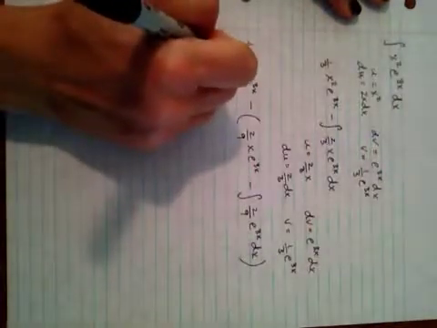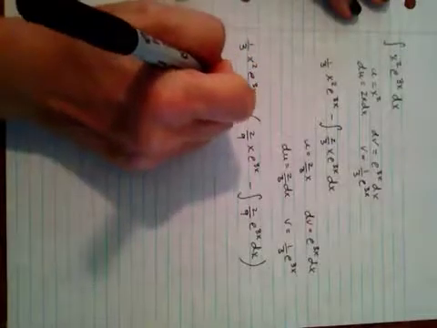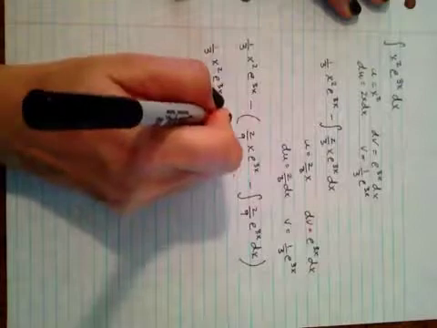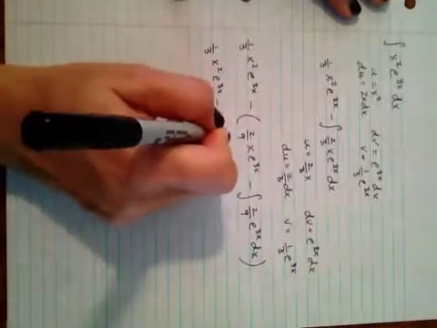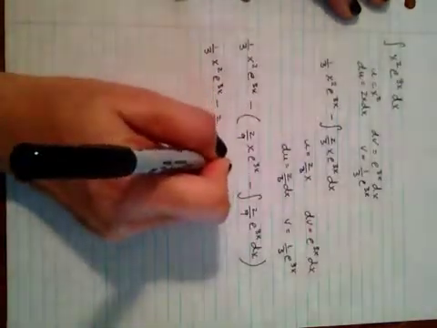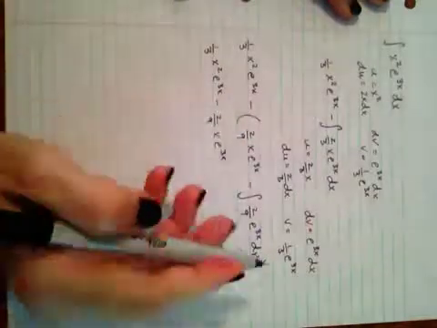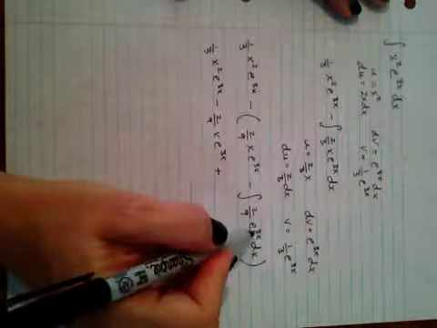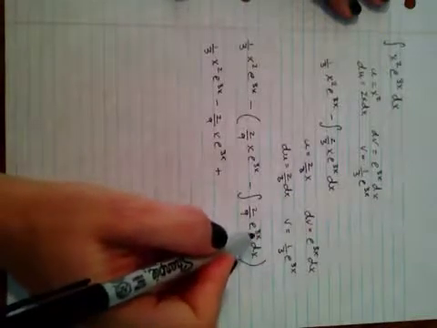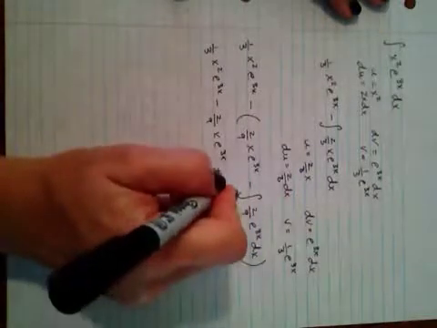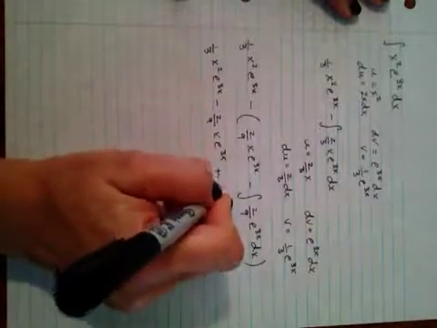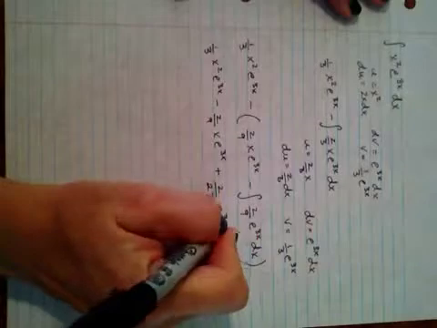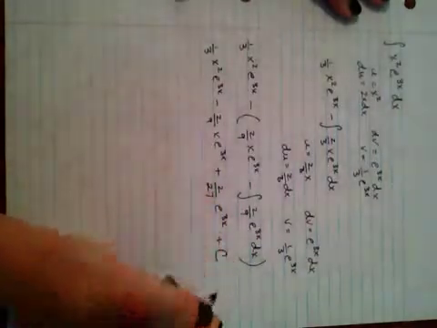And I have a 1/3 x squared e to the 3x. I'm going to subtract 2/9 x e to the 3x. And then if you look at this, a negative times a negative is a plus. And then the integral of e to the 3x, again, is 1/3 e to the 3x. So I'm going to have a plus 2/27 e to the 3x plus c.